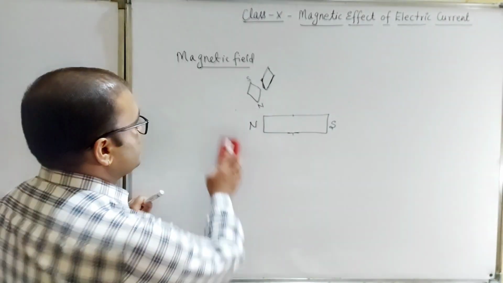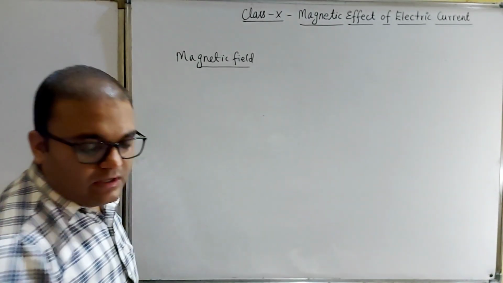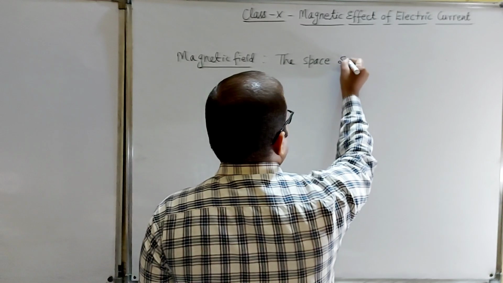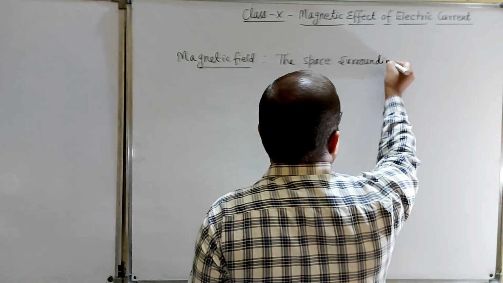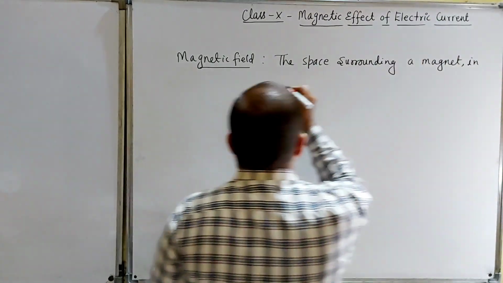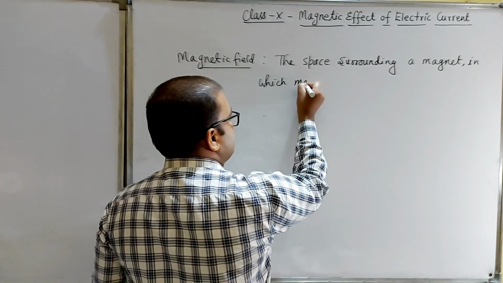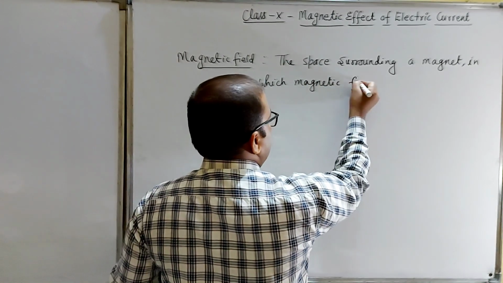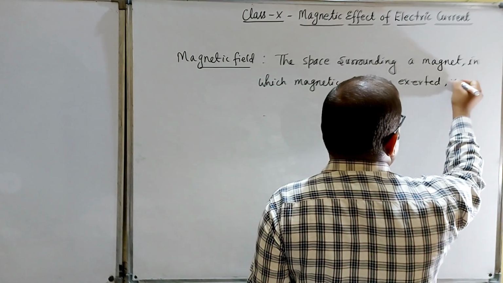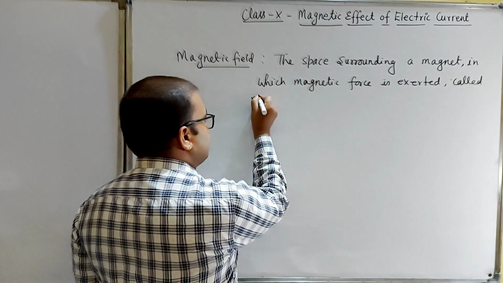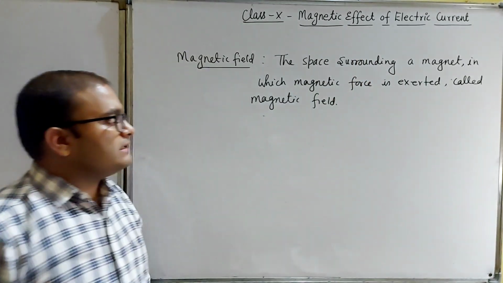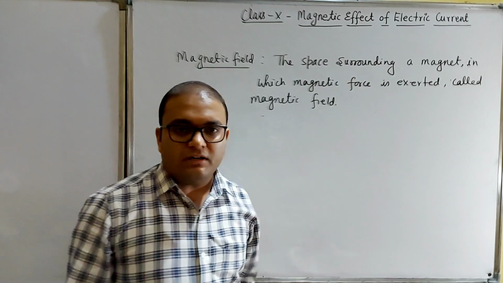We can write the definition of magnetic field. The space surrounding a magnet in which magnetic force is exerted is called magnetic field.